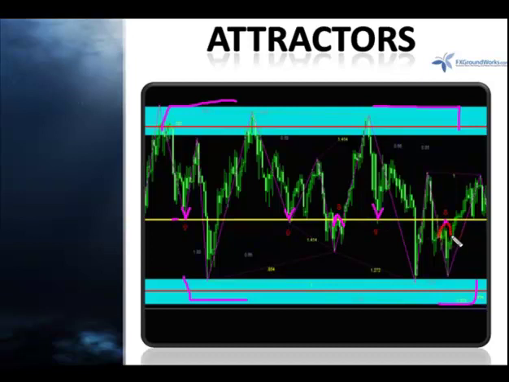So this is what you're looking for, and you can visually see this. This is not something where you need a computer to do it. You can visually see where this attractor line is. Price will always come back and go around it. You don't want to be taking trades when you're at the line of the attractor. Depending on what side you're on, you'd rather be long or short, but you want to be taking your trades at the extremes.